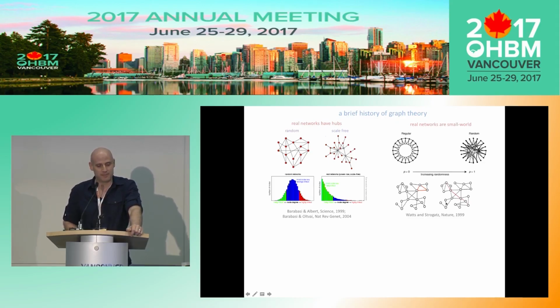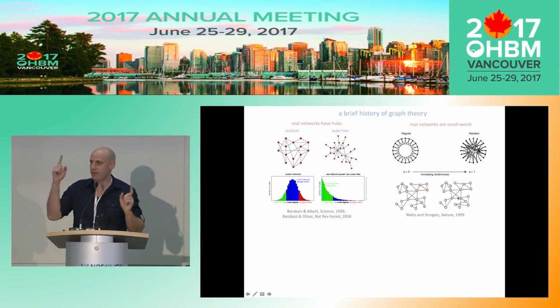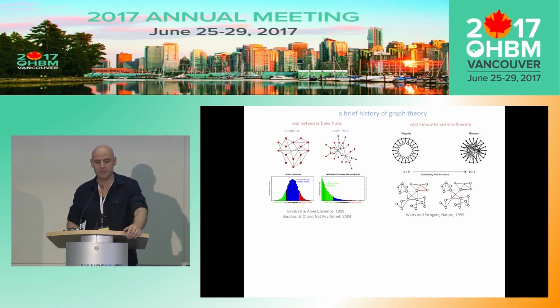Another property they looked at was the mean minimum path length. That's the number of edges on the shortest path between 2 nodes. If I want to go from this node to this node here, I go through 1, 2, 3, 4 connections to do so. You estimate that shortest path for every pair of nodes, take the mean, and that's the characteristic minimum path length of the network.